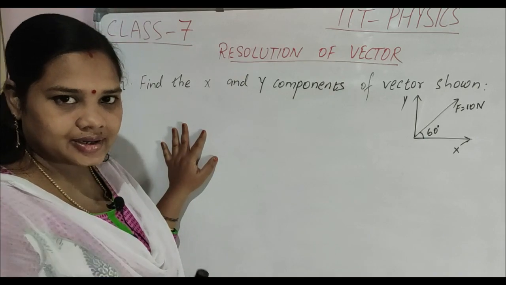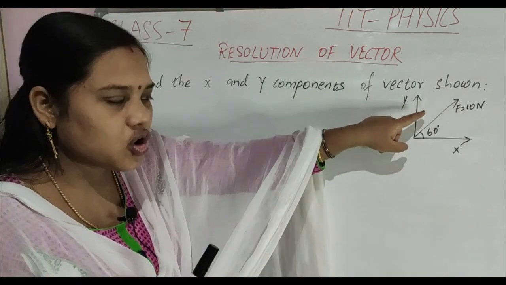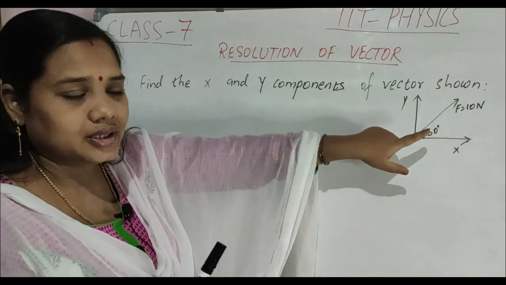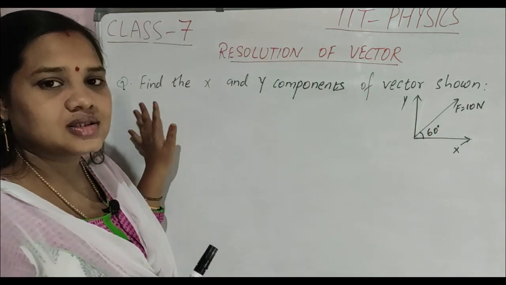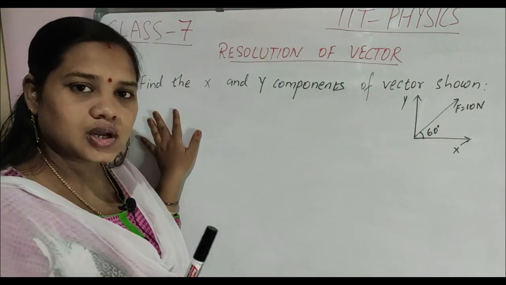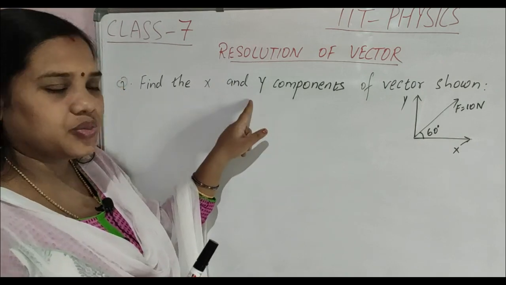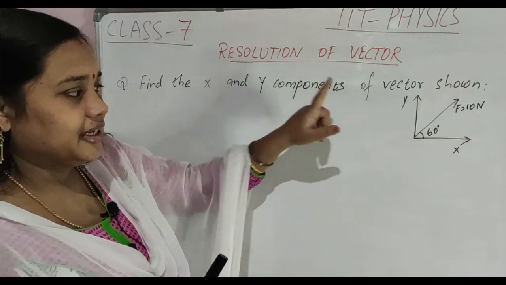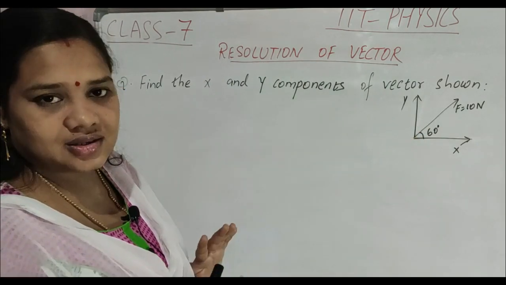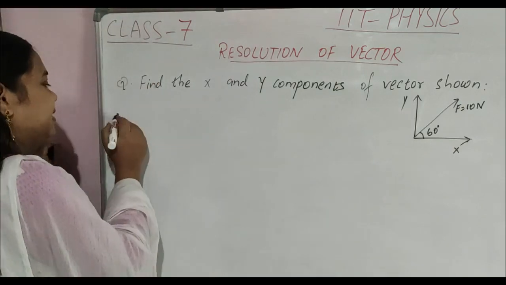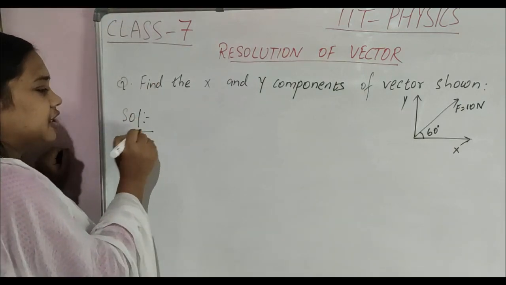There is a vector. What is the vector? Force, 10 Newton. This force, this vector, is divided into two components, x and y components. You have to find these. It makes a 60 degree angle with the x component. Okay, so let's find the solution.